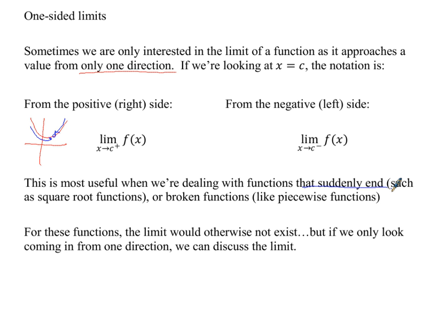For these functions, the limit otherwise would not exist because if I have a square root function, if I'm talking about the limit here, it doesn't exist since there are no values over here and this side is approaching some number here. So we don't get the same number on both sides. However, if we talk about the limit as we approach this value right here from the positive side, now we can talk about the limit of that function. Same thing is true for your piecewise or step functions. We can talk about the limit as we approach from the negative side. We can talk about the limit as we approach from the positive side.